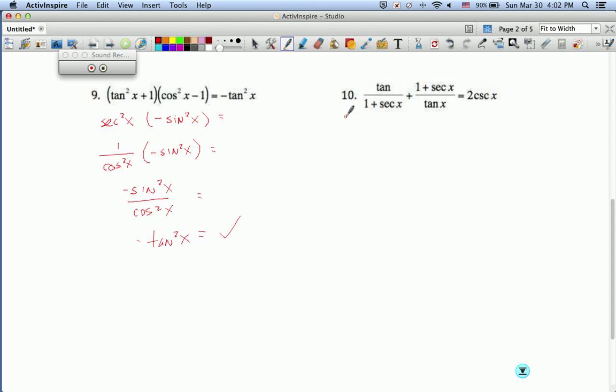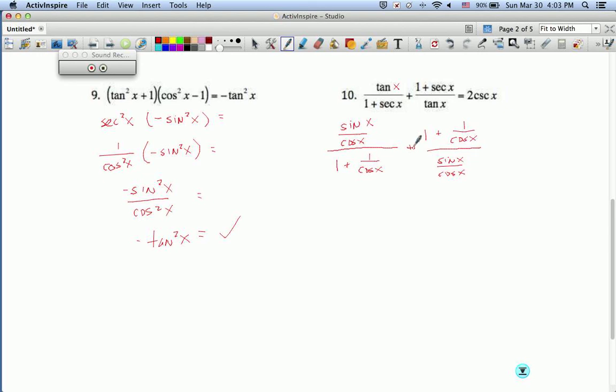This one looks like an interesting one here. I'm going to take a second to think ahead on this one. I could give common denominators if I wanted to. You know what, though? I'm gonna go wild on this one. I'm going to change everything into sines and cosines. And, oops, notice the little typo here. That should be tangent of x. So here's tangent, and that's over 1 plus 1 over cosine. Plus 1 over cosine. And here's tangent, sine over cosine.